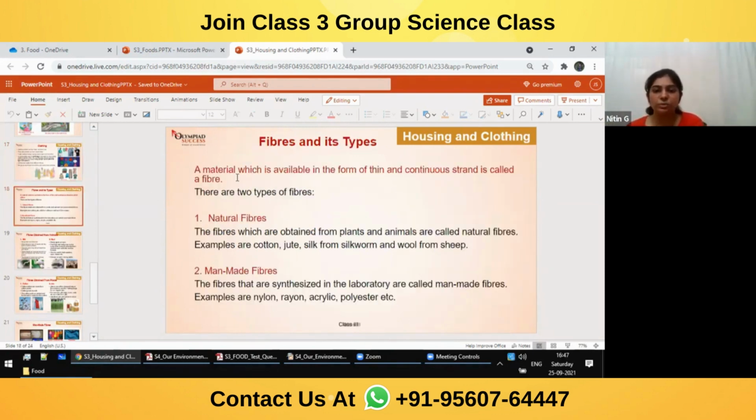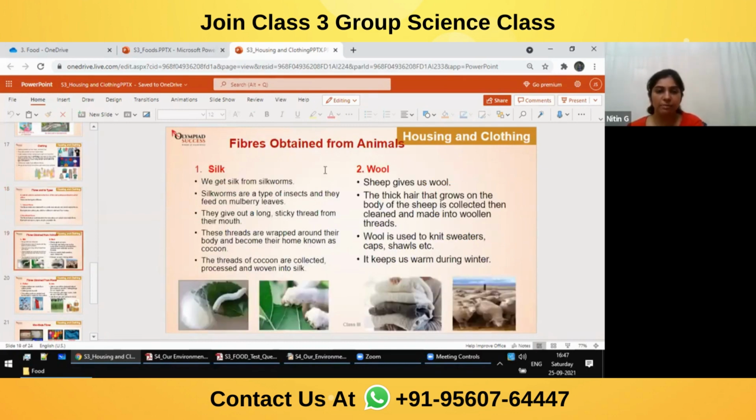So a material which is available in the form of a thin and continuous strand is called a fiber. The fibers are of two types: natural fibers and man-made fibers. Natural fibers, obtained from plants and animals, are natural fibers. Examples are cotton, jute, silk from silkworm, wool from sheep. Man-made fibers, which are synthesized in the laboratory, are like nylon, rayon, acrylic, polyester, etc. These are examples of synthetic fibers.